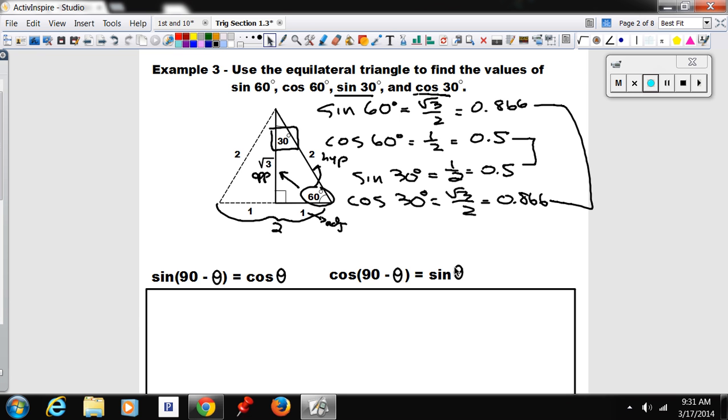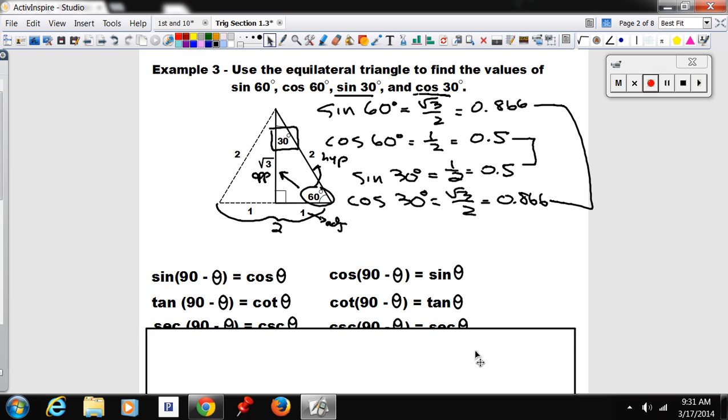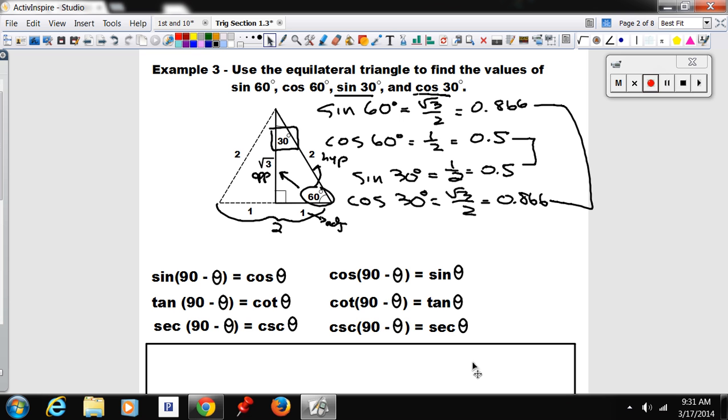This concept also works for tangent. The tangent of 30 is going to equal the cotangent of 60 because those are going to add up to 90 degrees. So tangent and cotangent complements are also the same with tangent and cotangent. And it also works for secant and cosecant.